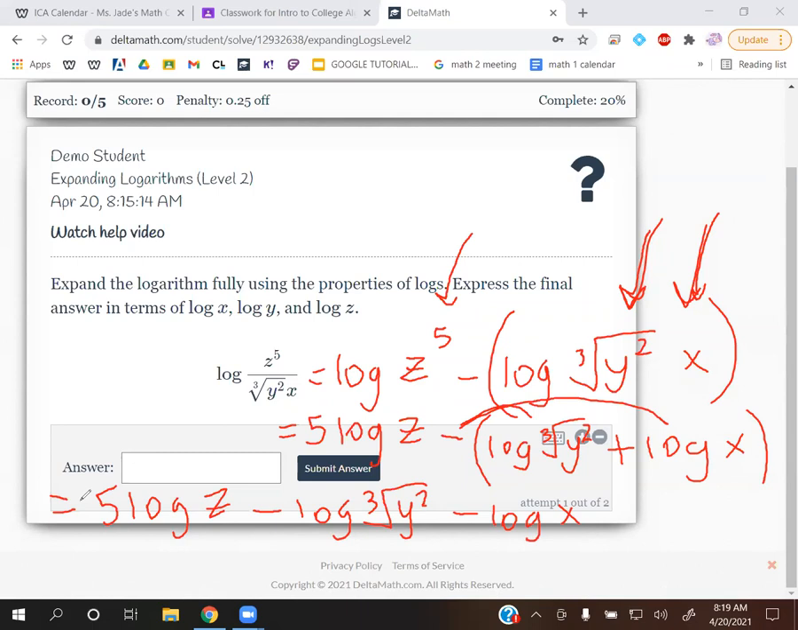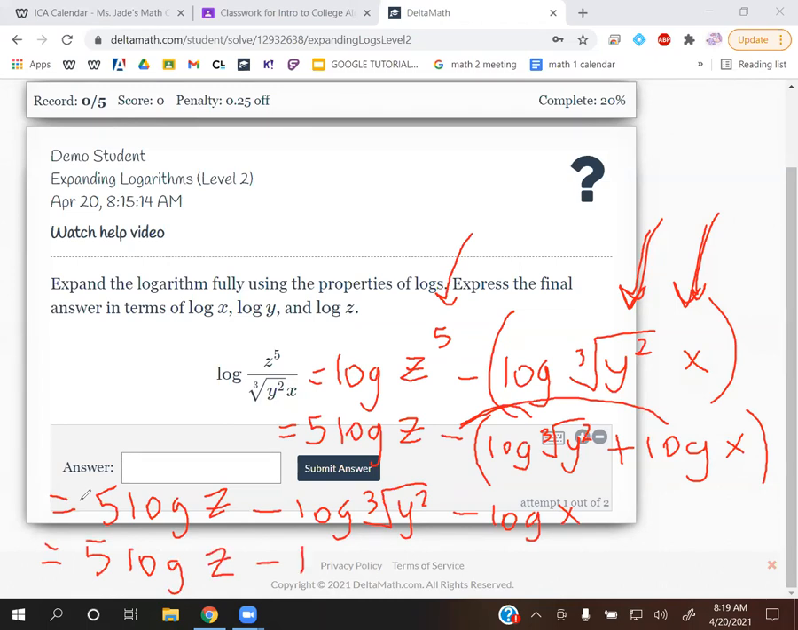Okay, so there are 2 more steps before we're completely done. I'm kind of running out of space, but I think I could fit one more line underneath here before I write the answer up top. So 5 log z does not change. That one's as expanded as it gets.